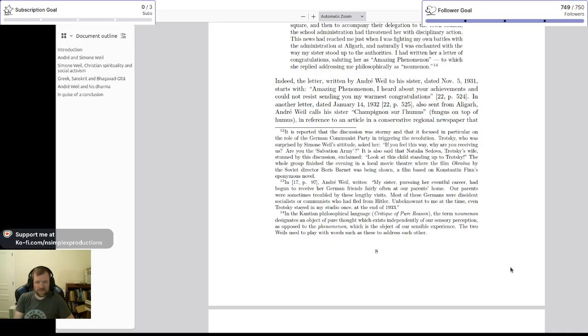In the Kantian philosophical language of the Critique of Pure Reason, the term noumenal designates an object of pure thought, which exists independently of our sensory perception, as opposed to the phenomenon, which is the object of our sensible experience. The two Weils used to play with words such as these to address each other.